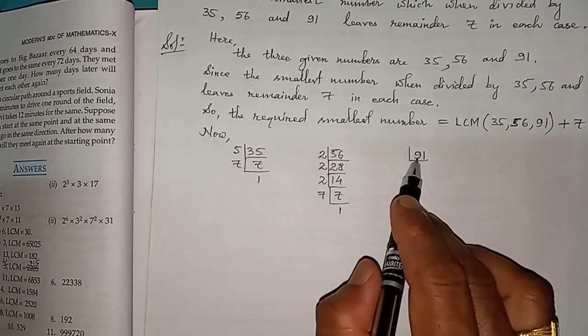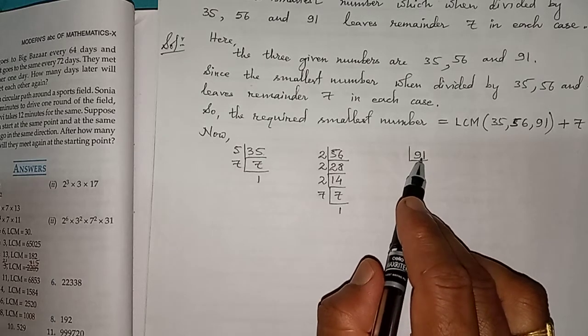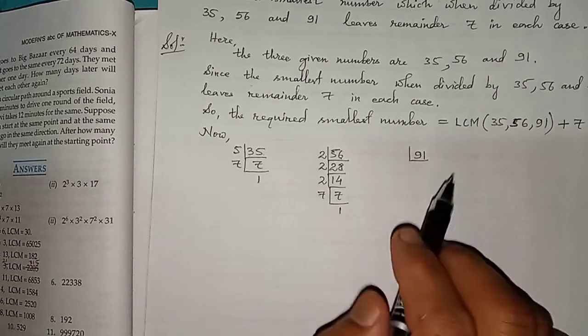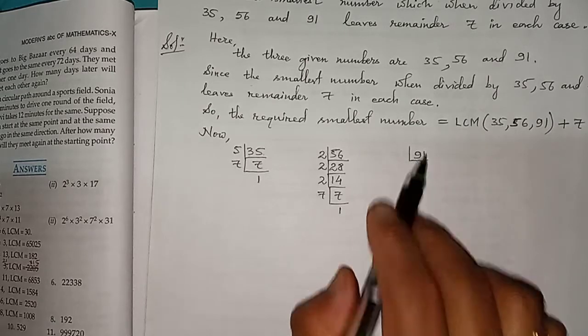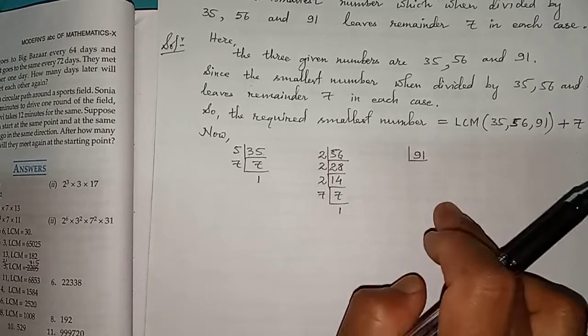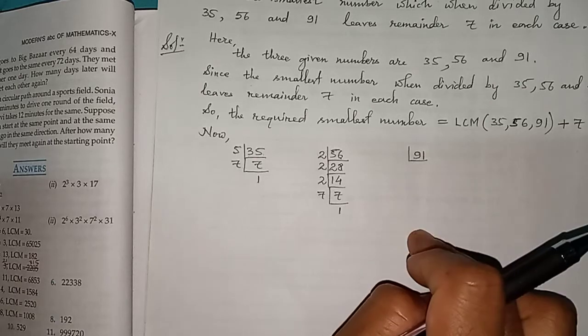For 3, same rule, you have to add, and the total should be a multiple of 3. 9 plus 1, 10. In the table of 3, 10 doesn't come, or 10 is not a multiple of 3, because see, total is 10. 3 ones are 3, 3 threes are 9, 3 fours are 12. 10 doesn't come. So you cannot divide by 3. 2 and 3 gone. Now whose turn?